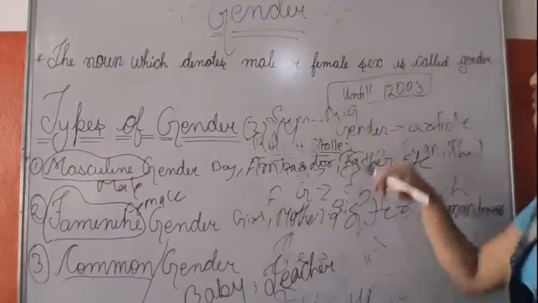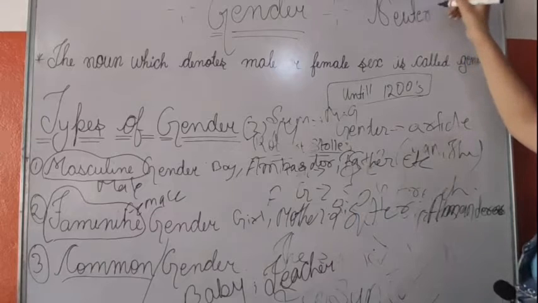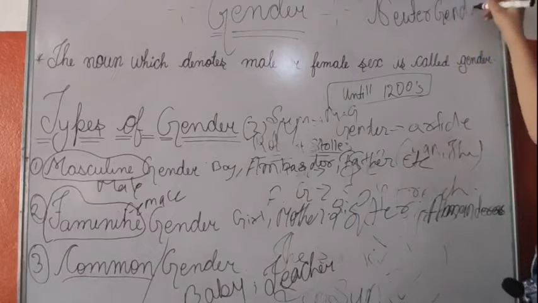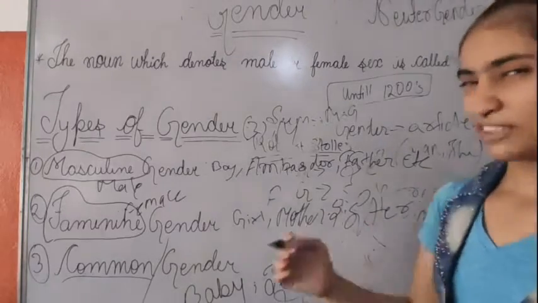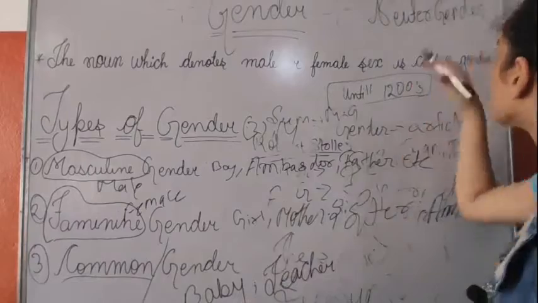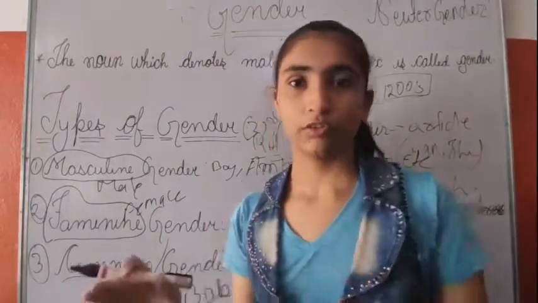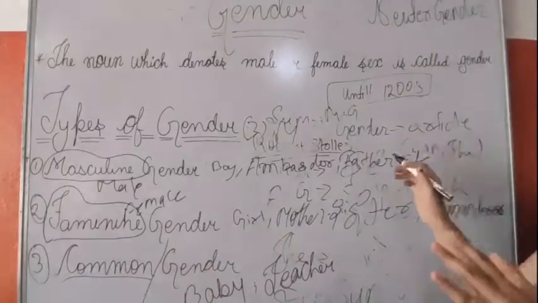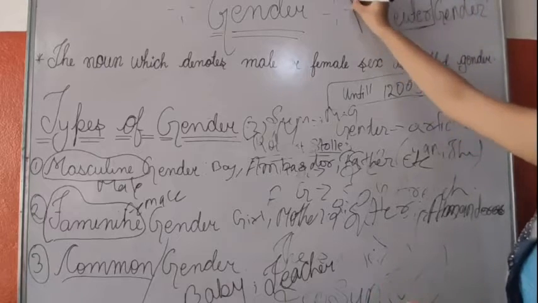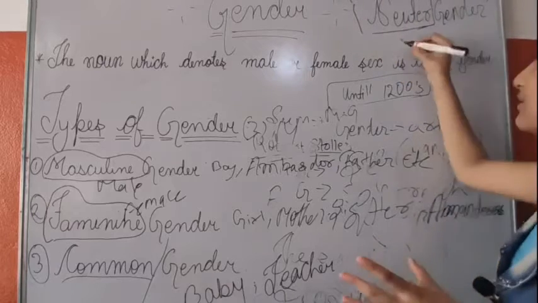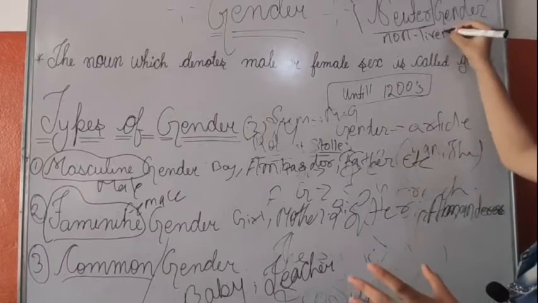And now, when I talk about the neuter gender, that's the fourth and last type of gender, it's very small fry for everyone, and I think it's not essential to explain, but for some people I can explain that. Neuter gender. First of all, to understand this type, it is very important to understand the word neuter. Neuter means something that is non-living.